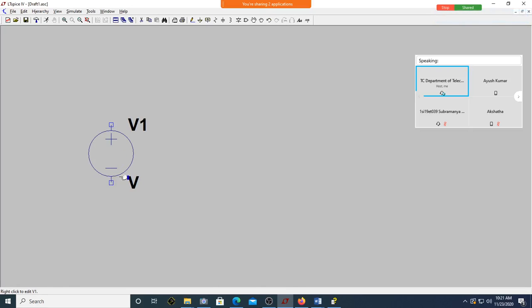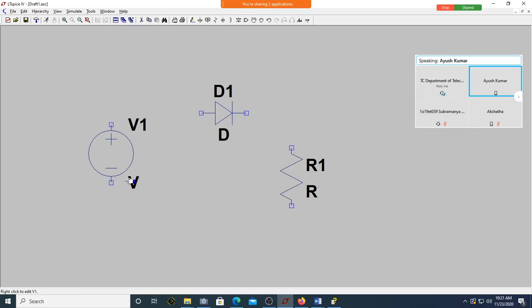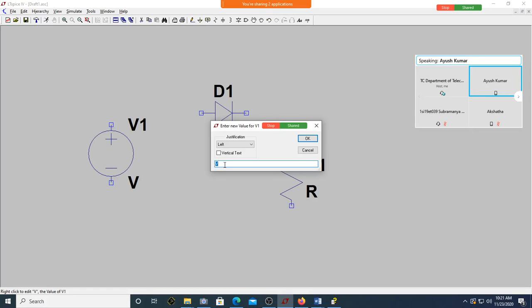9 volt RMS. What does 9 volt RMS correspond to in peak? 9√2. How much is that? Give me the absolute value. Okay, take the value here, 12.7. Okay, what I'll do is I'll make this 12.7.